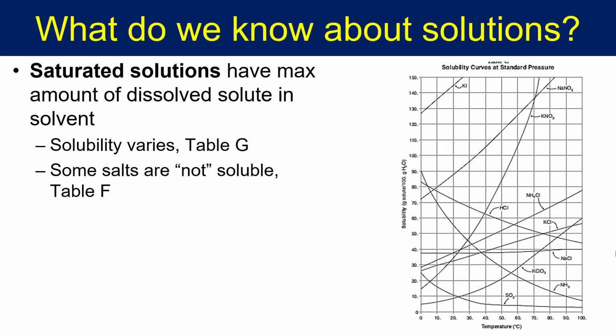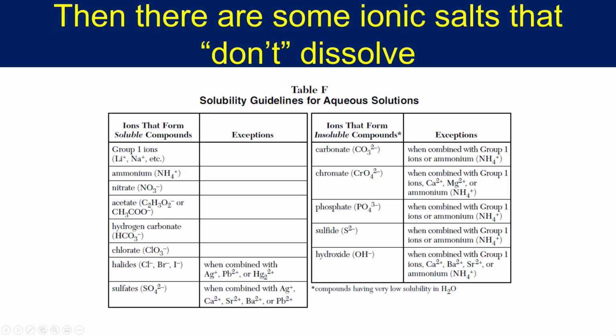What else do we remember? Well, we worked with this thing over here. This is our Table G. These are our solubility curves. And if you recall, solvent solutions do have a maximum amount of solute that they can dissolve. And obviously, we see here that's affected by temperature. But for all these salts that we see, solubility varies. We also learned that there are many ionic salts that don't dissolve.